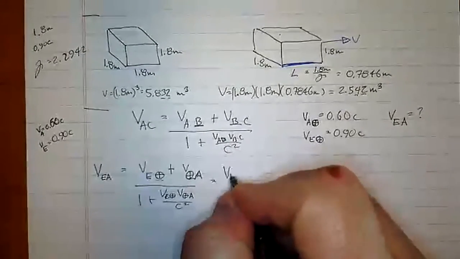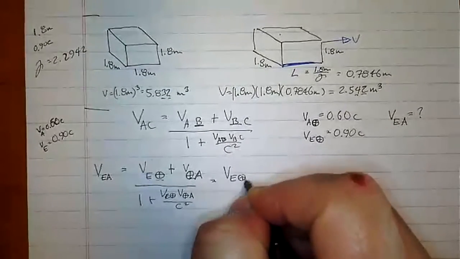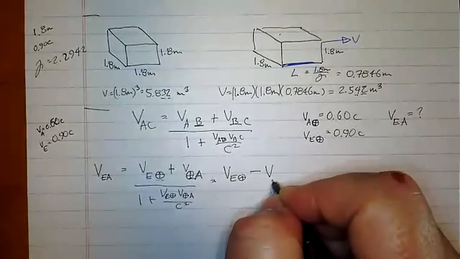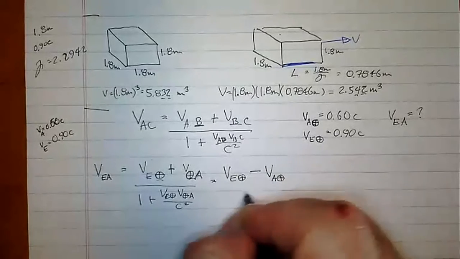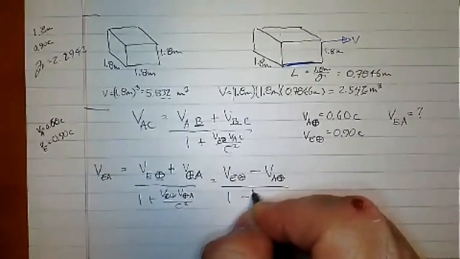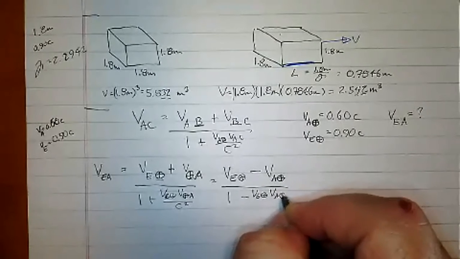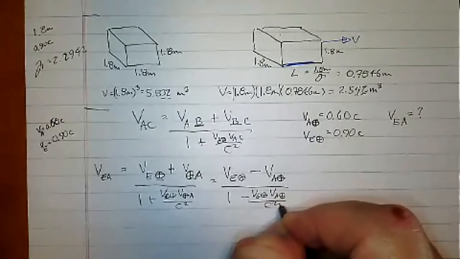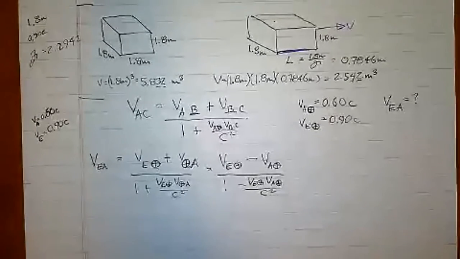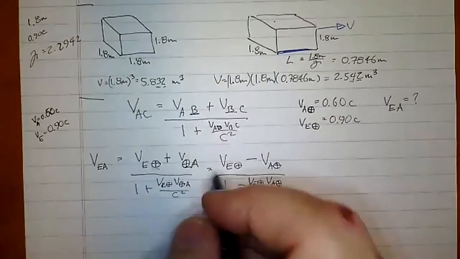Exactly. So we now say V_E Earth minus V_A Earth over 1 minus V_E Earth V_A Earth over c squared. Now you're good to go. So then you can do it.